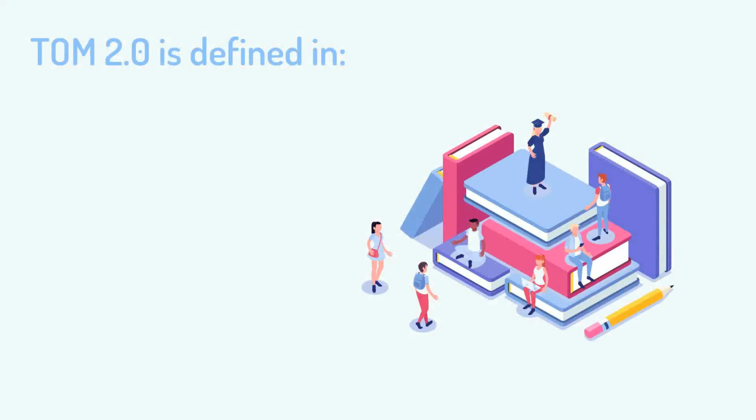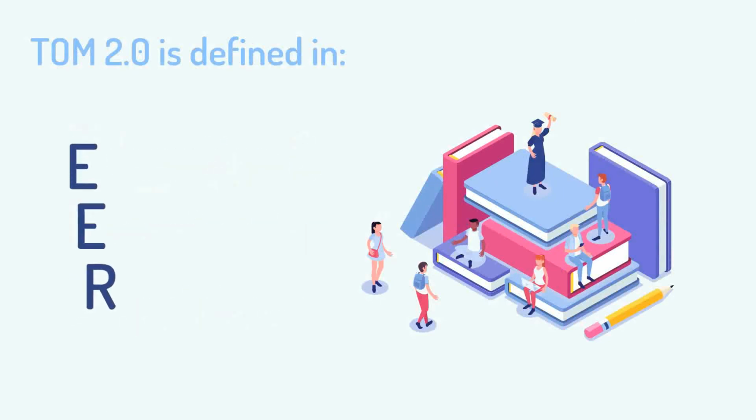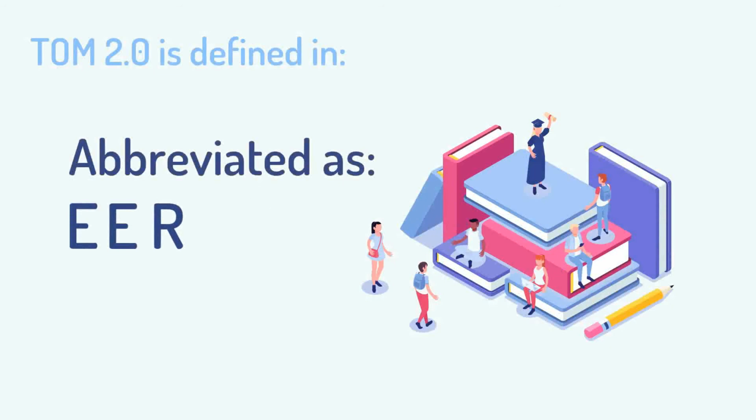TOM 2.0 is defined in the Education and Examination Regulations, abbreviated as EER. These regulations are the official guidelines to which every program at the University of Twente should adhere to. It defines the way in which education should be structured and how you are able to actually achieve your bachelor's degree. Two important definitions in the EER are integrated and coherent.